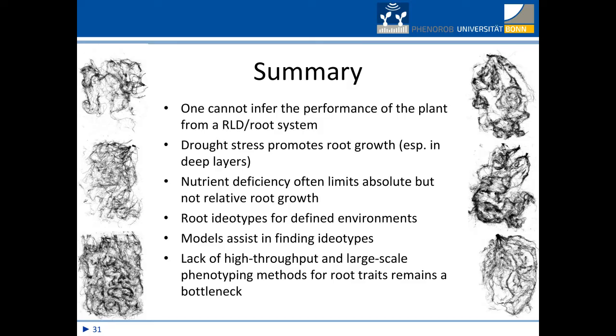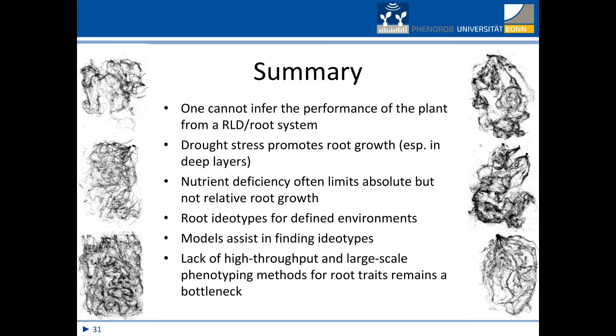Let me summarize the key messages of this lecture. You learned that you cannot infer the performance of the plant or the final yield just by looking at the root length density. In general, drought stress promotes root growth, especially in the deep soil layers. Nutrient deficiency often limits absolute, but not the relative root growth. Scientists have already described root ideotypes for defined environments. However, it's not easy to describe root ideotypes for variable environments.